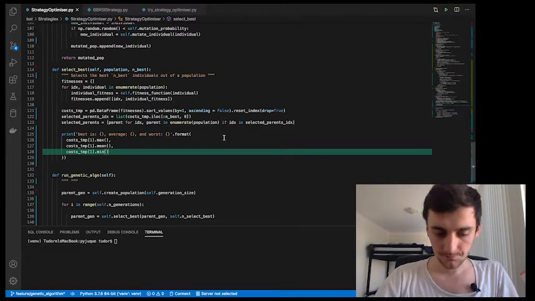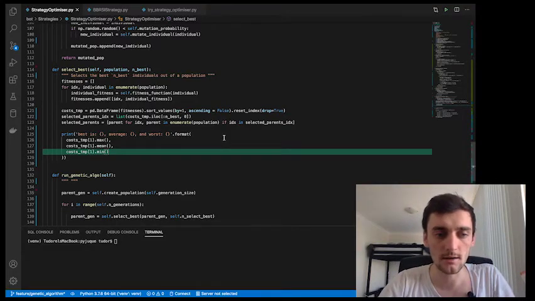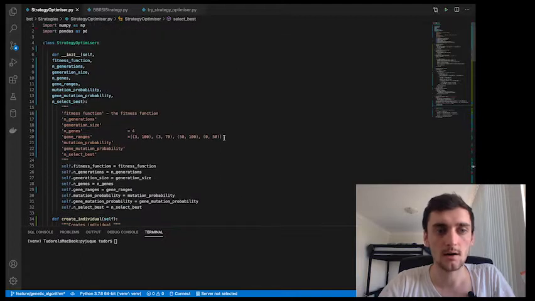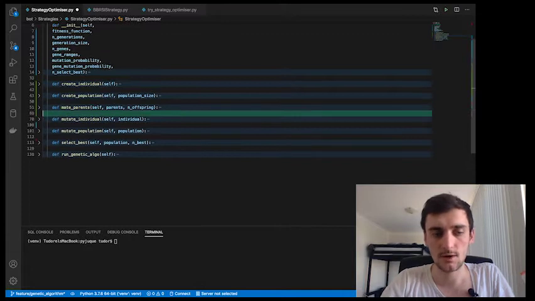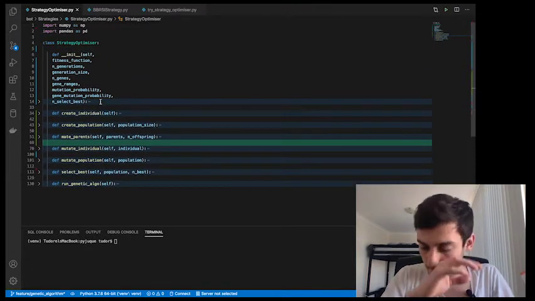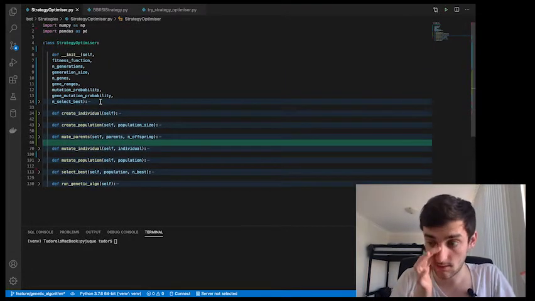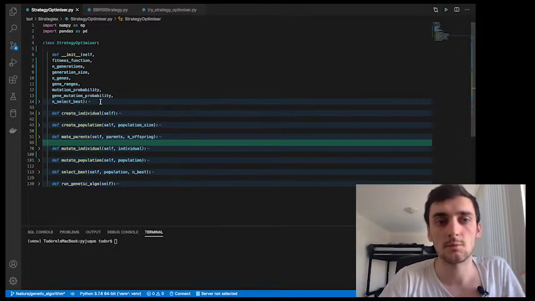Okay, so we have written our strategy optimizer. We have written all the functions needed to run this genetic algorithm. Now we need to actually run it and see how it works.